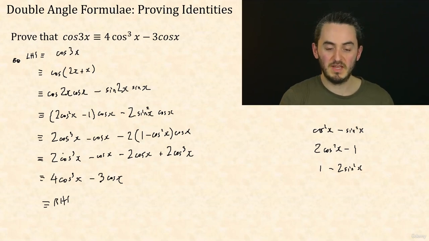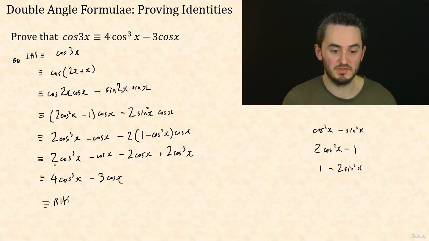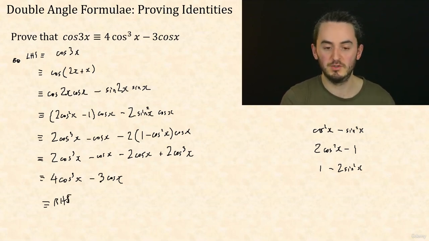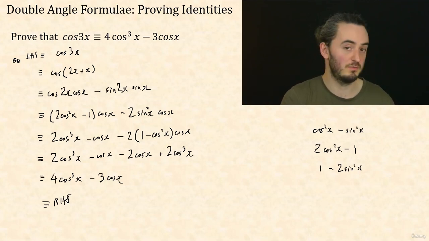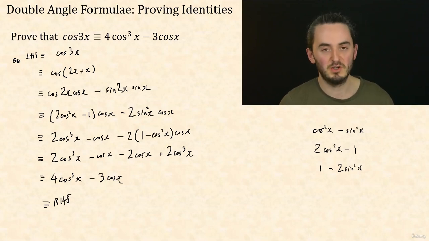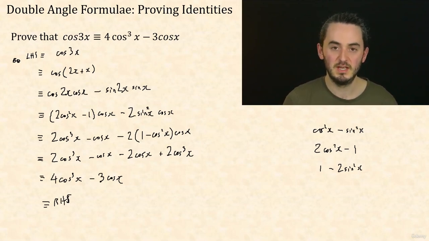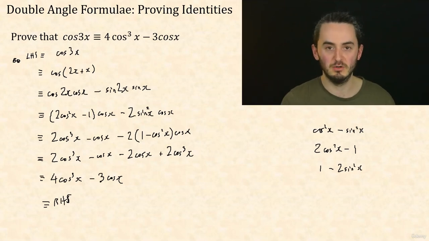And that's a kind of classic exam question, like prove that result and then maybe use it to solve something. Because now, if, for example, we were asked to solve 4 cos cubed x minus 3 cos x equals a half, we could just solve cos 3x equals a half because they're the same. So that's what we're looking at in the next video, where we're going to look at some exam style problems where there's a proof followed by a solve, as a kind of part A, part B. Hope that was useful. I'll see you in the next video.